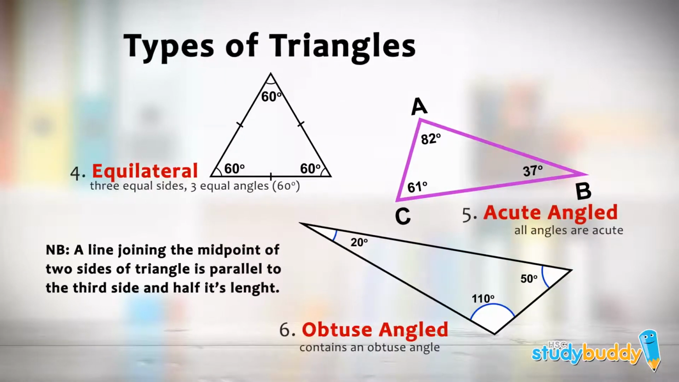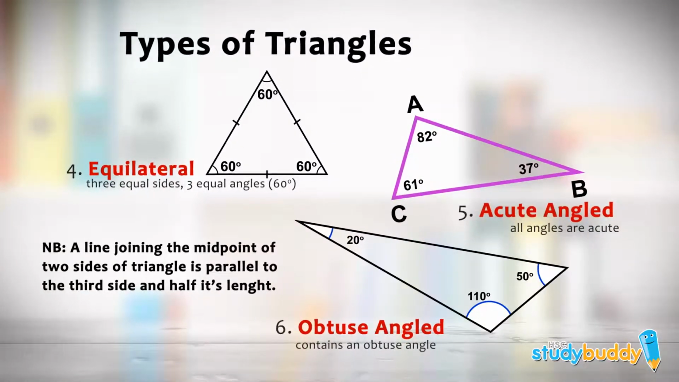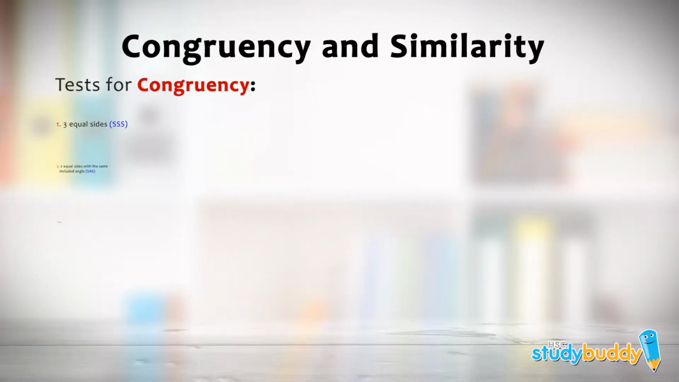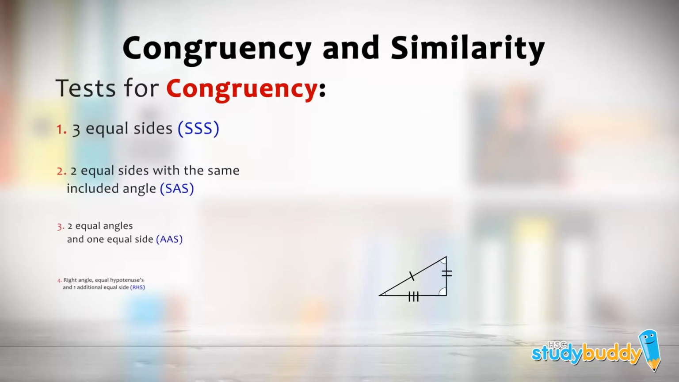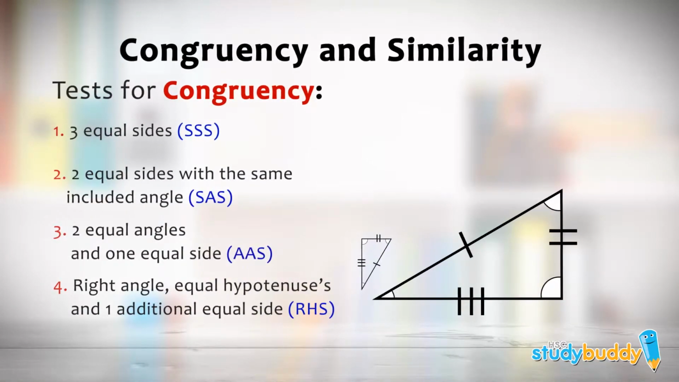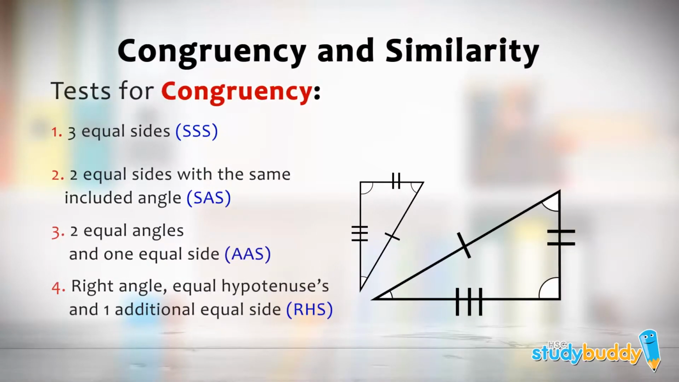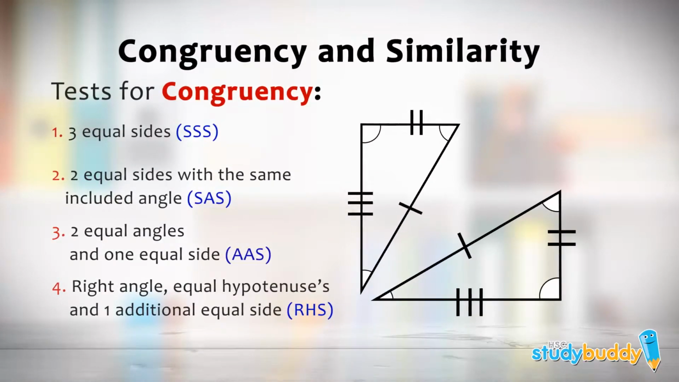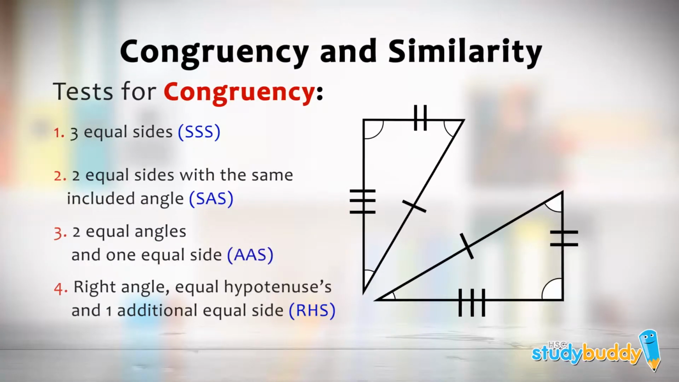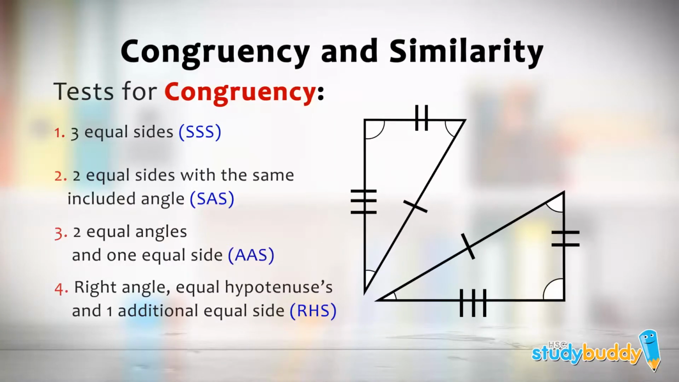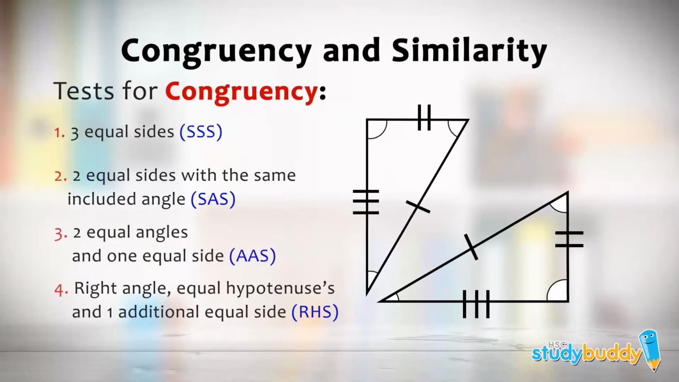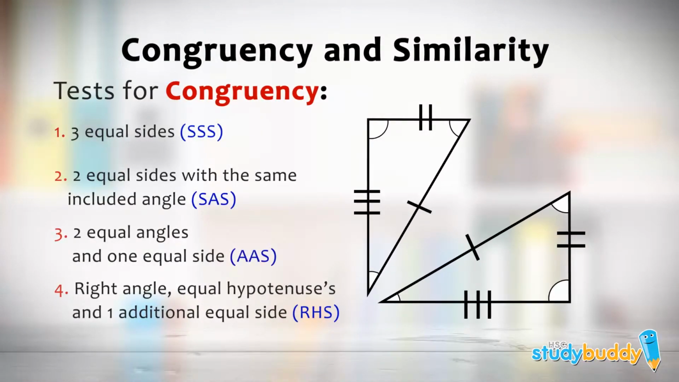So we've got 4 tests for congruency. The first of those is 3 equal sides, so it's referred to as SSS, and obviously if 3 of the sides are equal, then your triangles are exactly congruent. We can also have two equal sides as long as their included angle is also equal. We can have two angles the same and one side equal. Now it does not matter which side it is in relation to the two angles. And we can also have a right angle in each triangle, an equal hypotenuse, as well as one additional side. All of those should give you complete proof that you've got a congruent triangle.